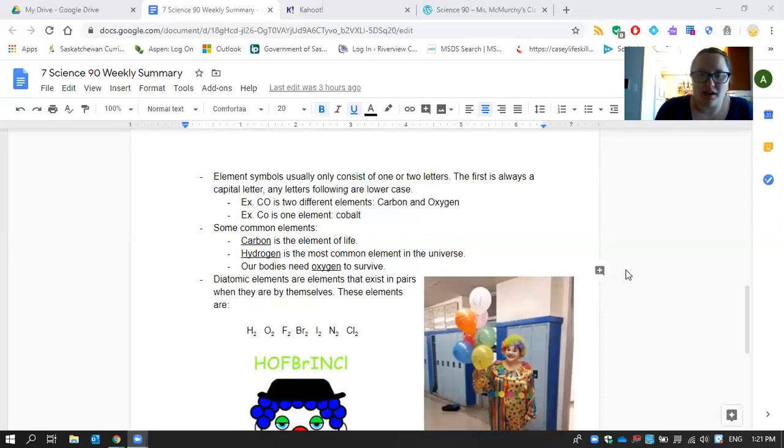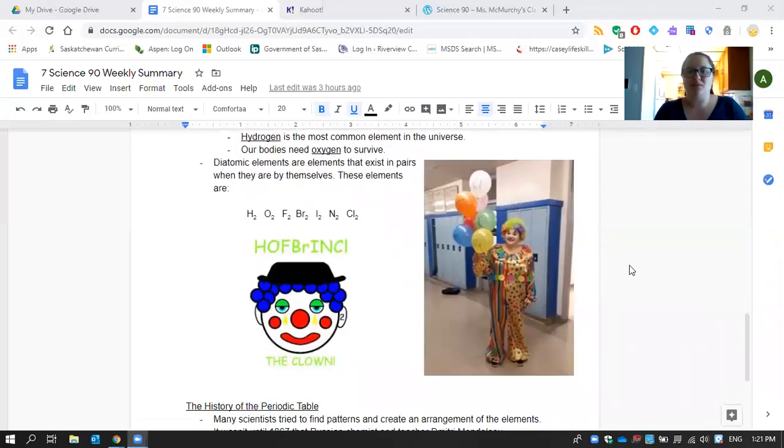The last thing we talked about was our diatomic elements. If you break down that word, di means two. So the atoms exist in pairs of two. One thing that's really important is that this is only when they exist on their own. If they were paired up with a different element, they might not necessarily have two. They might only have one, they might have three, they might have five. It just depends on what elements they're paired up with. But by themselves, if you had just hydrogen, you would see it in a group of two. So we call it H2, meaning that there's two hydrogen.